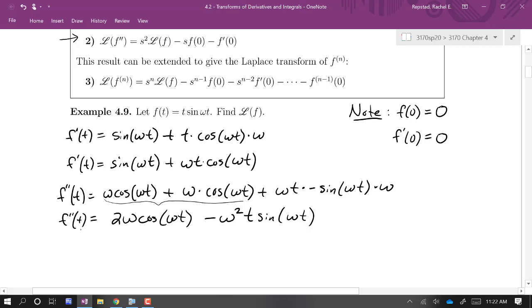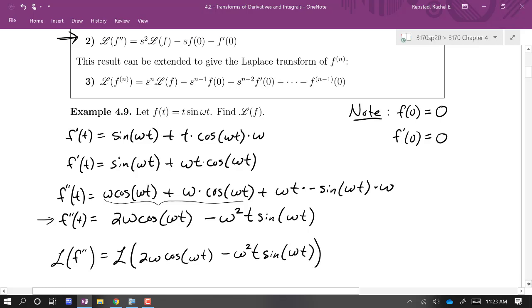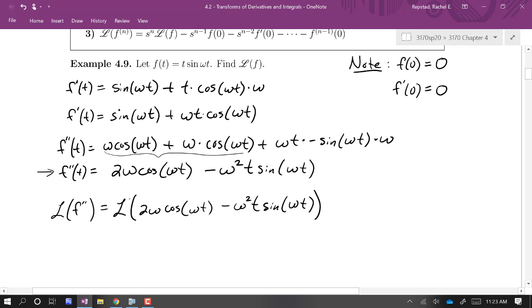Now that we've found the second derivative, I'm going to use this result in item 2 here. So the Laplace transform of f double prime is going to be the Laplace transform of this function that we found for the second derivative. And the Laplace transform is linear, so I can split it up over this subtraction, and I can also pull out the constant factors. The constant factors don't include the t, but they include the omega, the 2 omega and the omega squared. So this is 2 omega Laplace of cosine omega t minus omega squared times the Laplace of t times sine omega t.